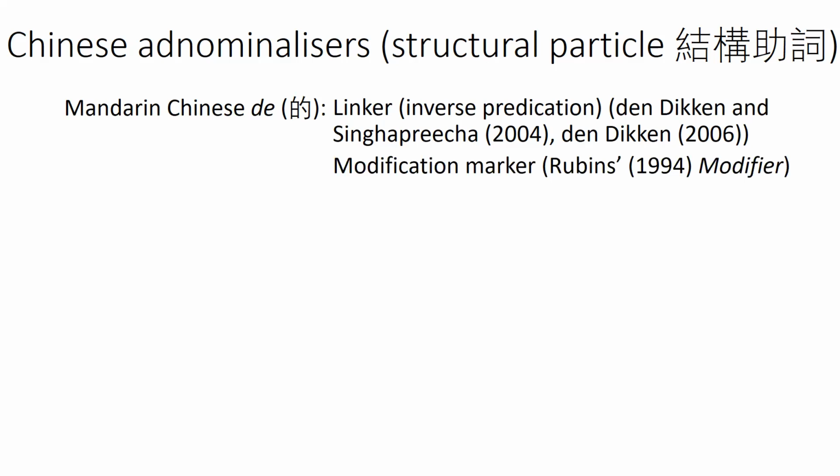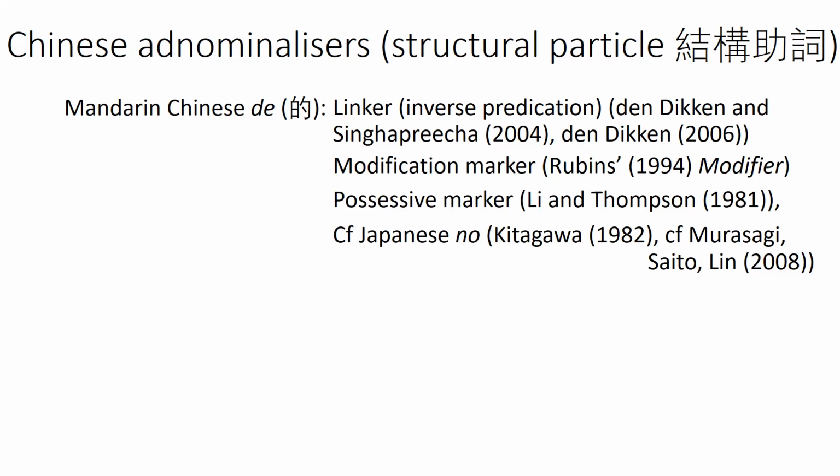Ed Rubens, in his famous 1994 PhD thesis, proposed a new category called a modifier, which is also applicable to de, as it often marks adjectives and attribution of nouns. But more traditional grammatical references focus on the possessive uses of de. Here, they compare Mandarin de with Japanese no, which is also a very common morpheme in Japanese. More recently, Murasaki, Saito, and Lin have voiced concern over some of the traditional analyses that compare Mandarin de and Japanese no in a parallel way. It's also commonly analyzed as a possessive marker.